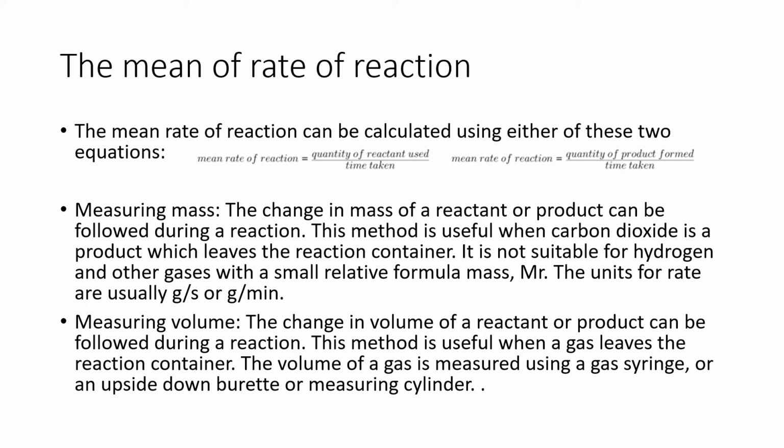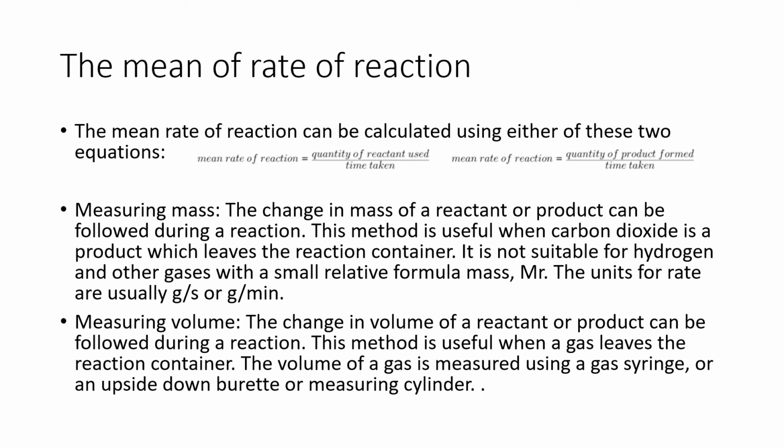So the mean rate of reaction can be calculated using either of two equations. Mean rate of reaction equals quantity of reactant used divided by time taken, or the quantity of product formed divided by time taken. And the ways of measuring the rate of reaction are measuring mass and measuring volume.